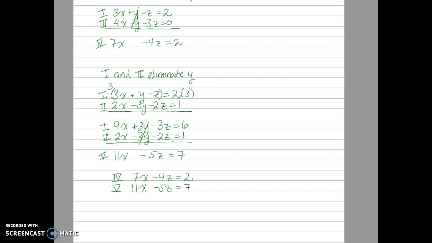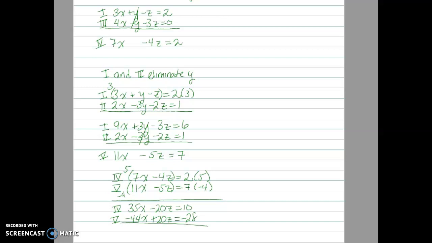So I get to decide now, do I want to eliminate x or do I want to eliminate y? Oh, excuse me, z. And in this case, I decided to eliminate z. And that means I'll multiply the top equation by positive 5 and the bottom equation by negative 4. I'm multiplying the bottom equation by a negative because that will change the sign of the coefficient. So now equation 4 is 35x minus 20z equals 10. And the fifth equation, negative 44x plus 20z equals negative 28.